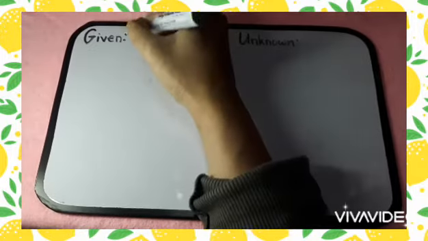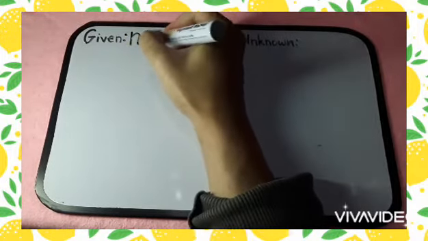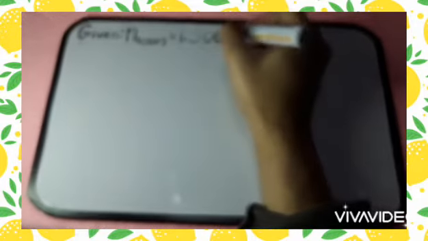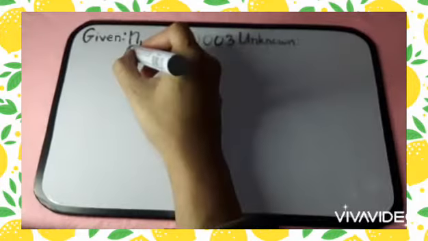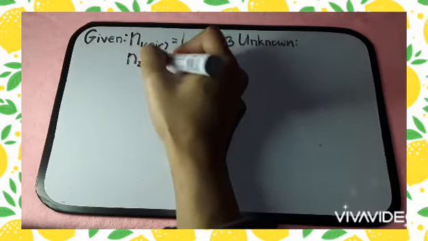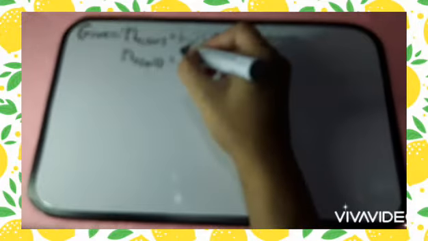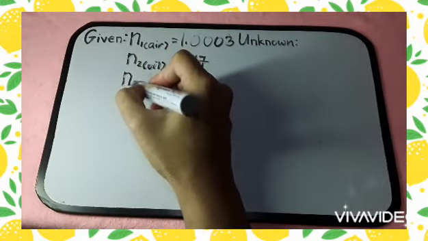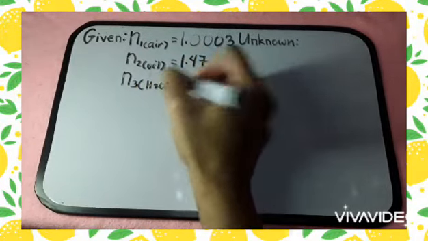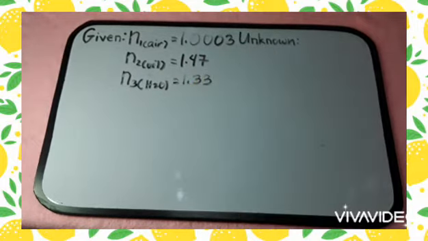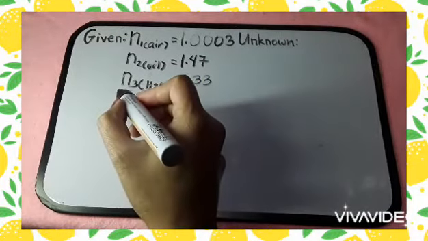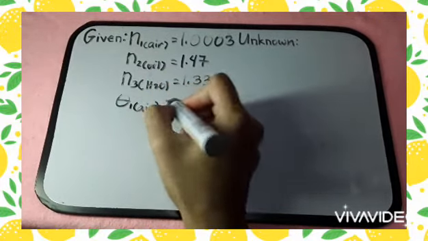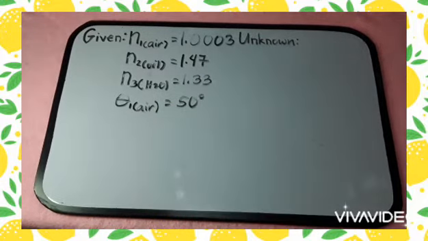So there. Okay, we can now identify the givens for this problem. So first is the index of refraction of air, which has a value of 1.0003. Next is the index of refraction of oil, which has a value of 1.47. Next is the index of refraction of water, 1.33. And the angle of incidence from the air, which has a value of 50 degrees.